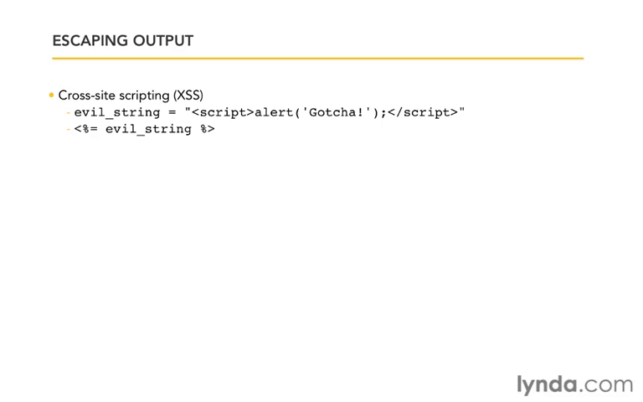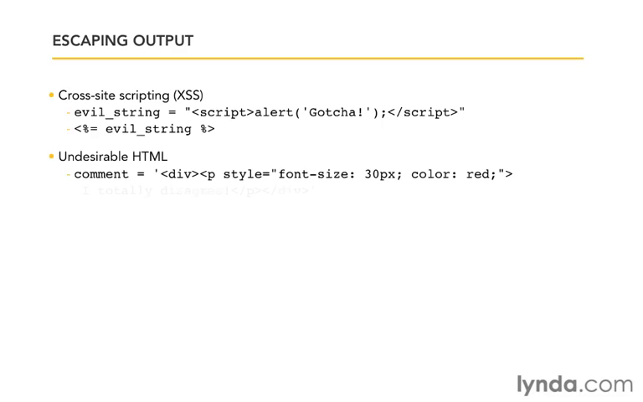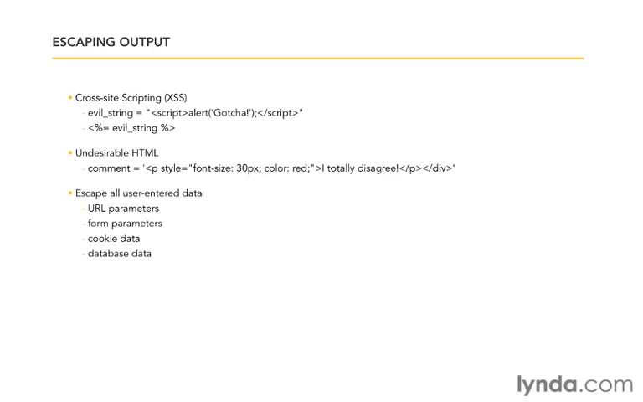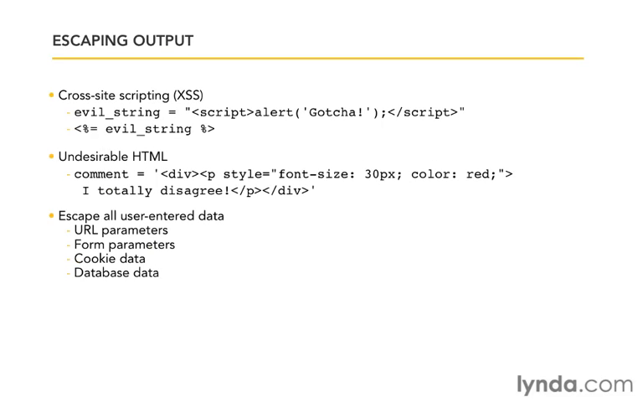Another smaller but still very real concern is that a user might intentionally or accidentally put in some HTML that we don't want, or which breaks our site layout. Something like a user comment that has some CSS in it, or an extra closing HTML tag. While not as harmful as cross-site scripting, it can mess up our application for our users. So we want to consider all user-entered data: URL parameters, form parameters, cookie data, and data that's already made it into our database. And we want to make sure that we escape that data to render it harmless to the browser.